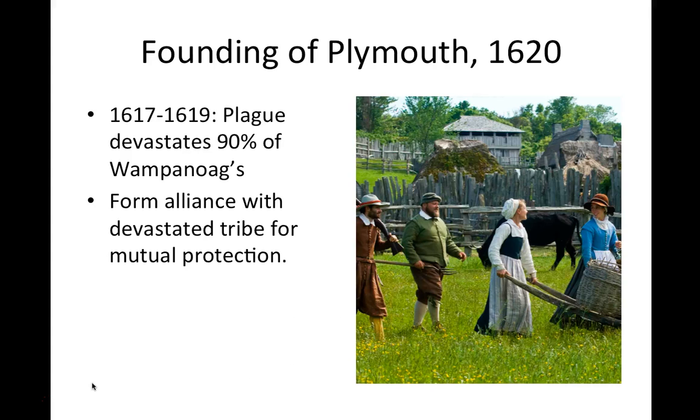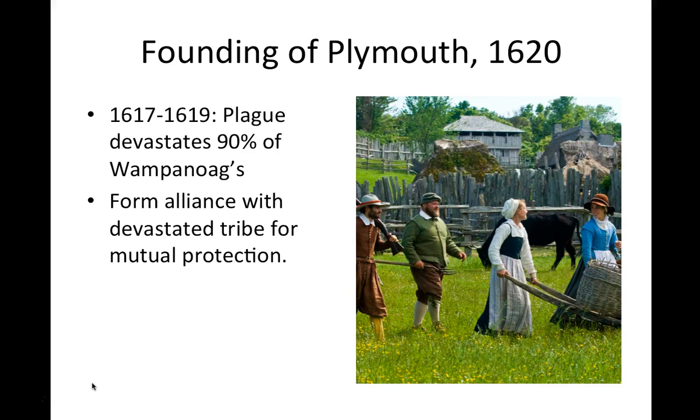And so back to Plymouth, just one very important thing to note. Plymouth is founded in 1620 on a ghost town known as Patuxet. And this ghost town happened because in 1617 to 1619, a plague of smallpox, tuberculosis, influenza, etc., ripped through the Wampanoags and killed 90% of them.